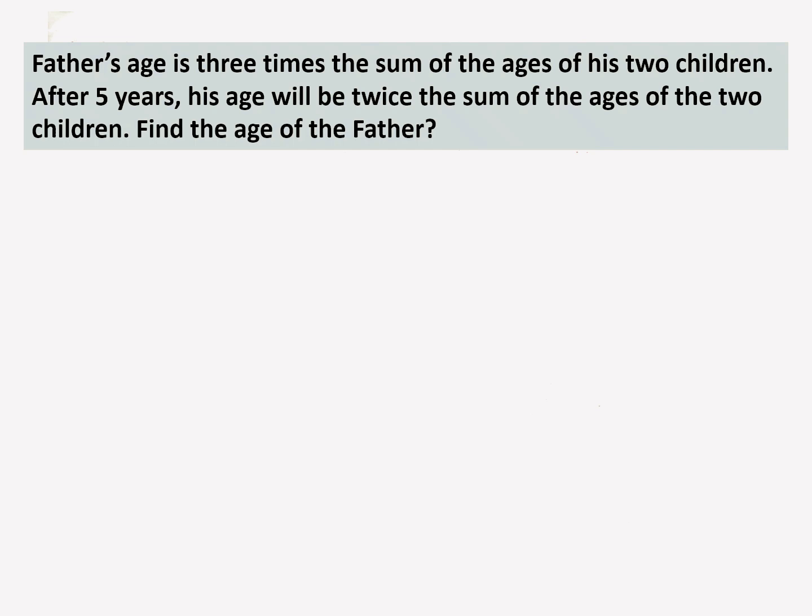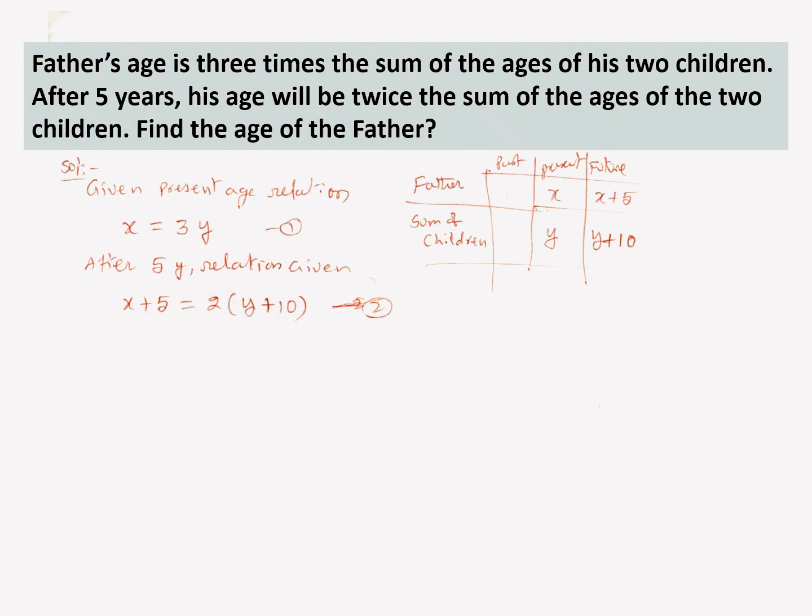For solving this, we need to first write down past, present and future ages as per the given question. The father's age and the sum of the ages of the children together we should take as one variable. So the father's age you consider as x present, and the sum of the children's ages, you can take it as y.